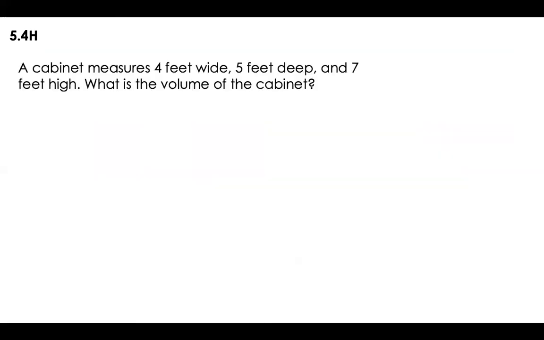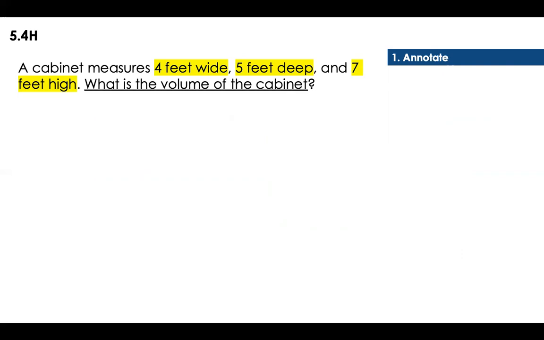Now, let's show time. A cabinet measures 4 feet wide, 5 feet deep, and 7 feet high. What is the volume of the cabinet? Well, whenever we annotate, we have three different pieces of information. We have the width, the length, and the height. 4 feet is the width, 5 is going to be the length, and then 7 is going to be the height. And then they're asking what is the volume of the cabinet.